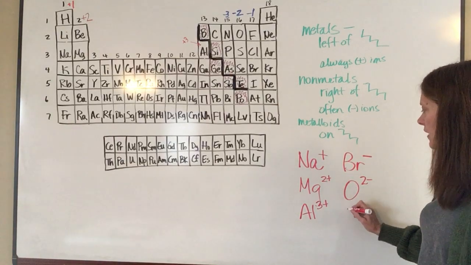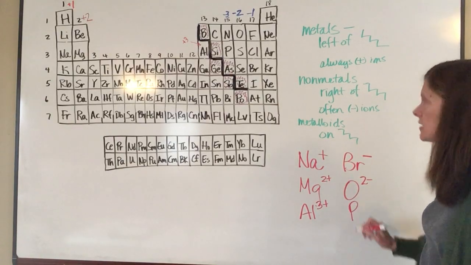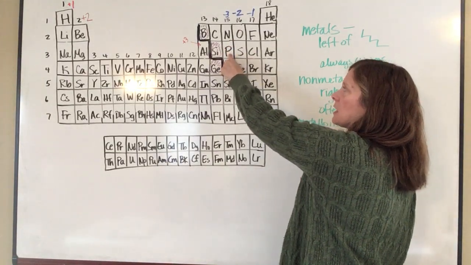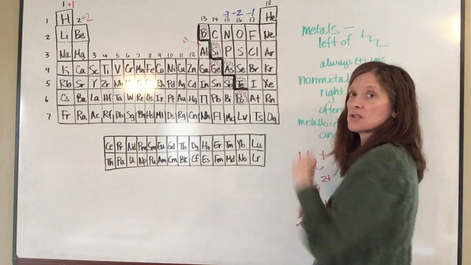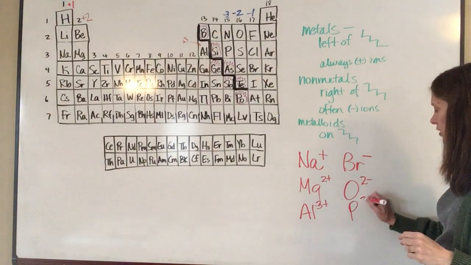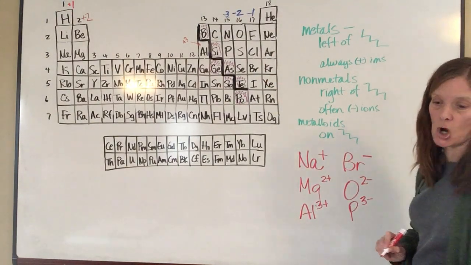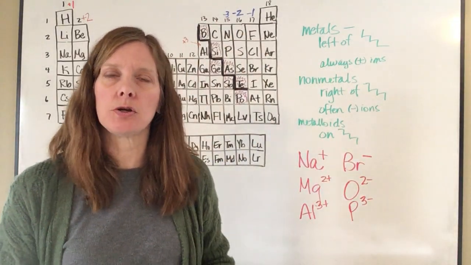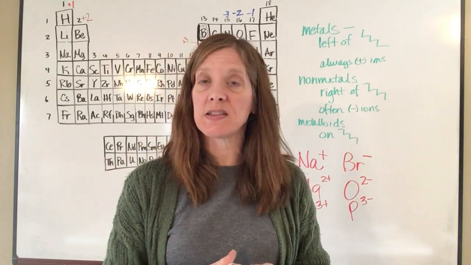And then if I look at something like phosphorus, phosphorus is right here. Phosphorus being a nonmetal, well, he wants to gain 3 electrons and look like argon, and so phosphorus would have a -3 charge.